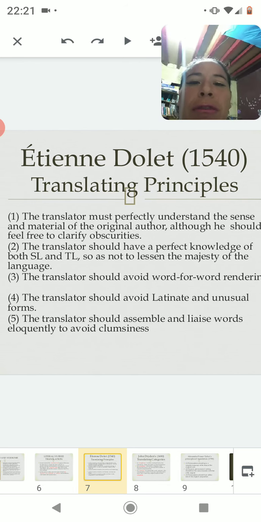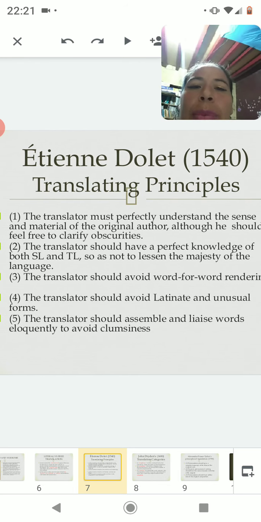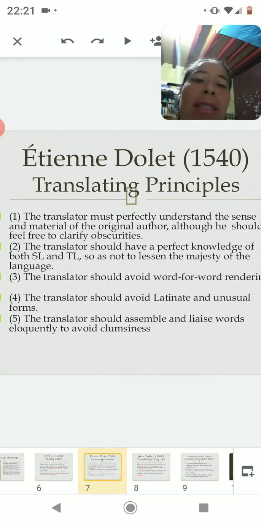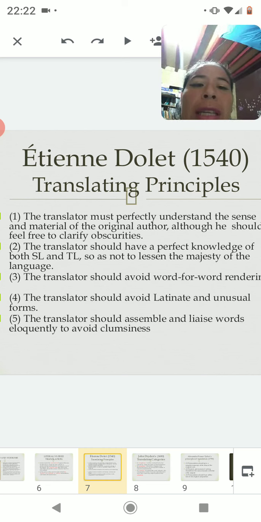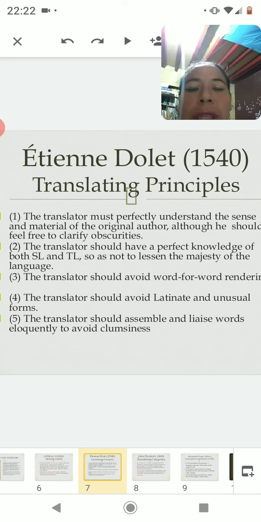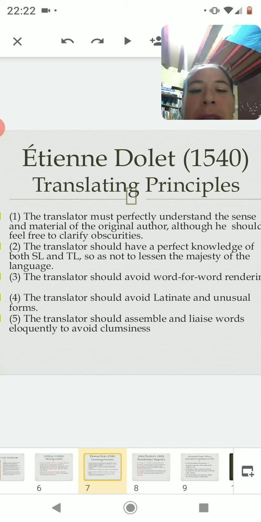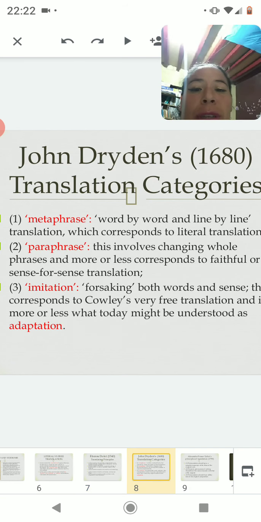Étienne Dolet in 1540 stated some translating principles that are still current. The translator must perfectly understand the sense and material of the original author, and should have perfect knowledge of the source language and the target language. The translation should avoid word-for-word translation, and should avoid Latinate and unusual forms. The translation should assemble the words in a good manner.